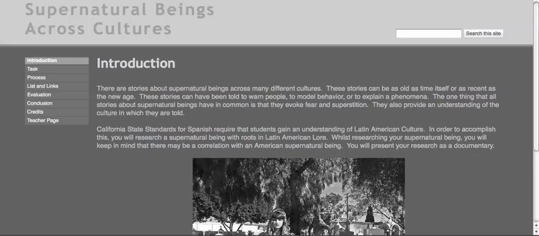This is the introduction page. It just quickly talks about how there's supernatural beings in every culture and that they provide an understanding of the culture in which they are told.